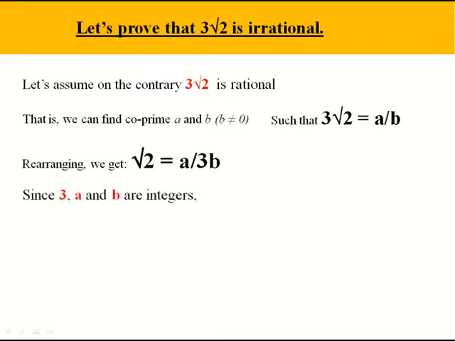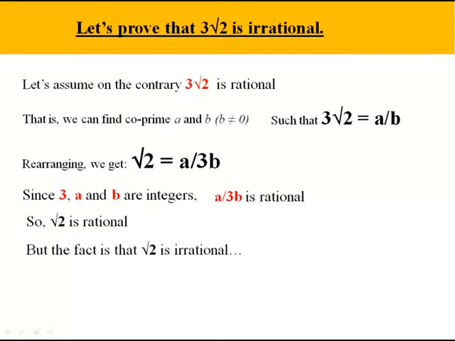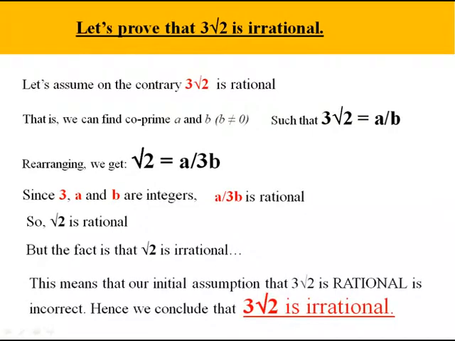Since 3 and b are integers, a divided by 3b is a rational number, which means that root 2, which is equal to a divided by 3b, is also a rational number. But we know that it is a fact that root 2 is an irrational number. It's the square root of a prime number, so it's irrational. This means that our initial assumption that 3 root 2 is rational is incorrect. Hence, we conclude that 3 root 2 is irrational.